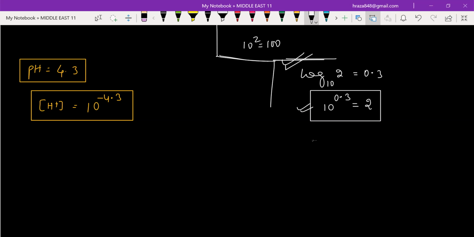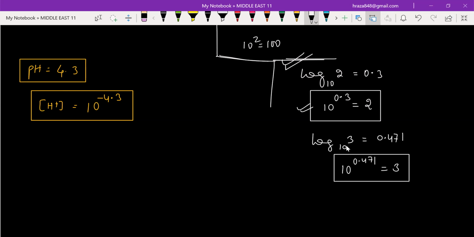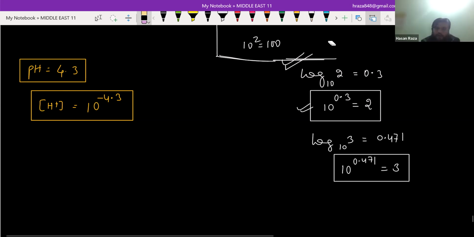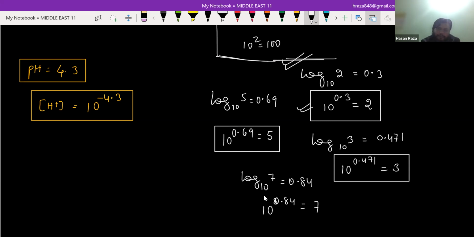Now, you also know log 3 to the base 10 has a value 0.471. If there is 10 raised to the power 0.471, it has a value 3. You can easily relate this to that. You also know log 5 to the base 10 has a value 0.69, and 10 raised to the power 0.69 is equal to 5, the anti-log. You also know log 7 to the base 10 has a value 0.84 something, right? So 10 raised to the power 0.84 has a value 7. Is this clear, everyone?